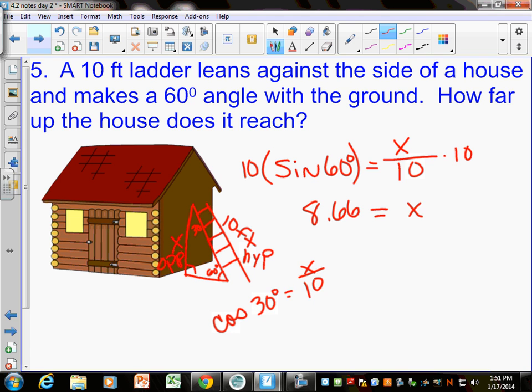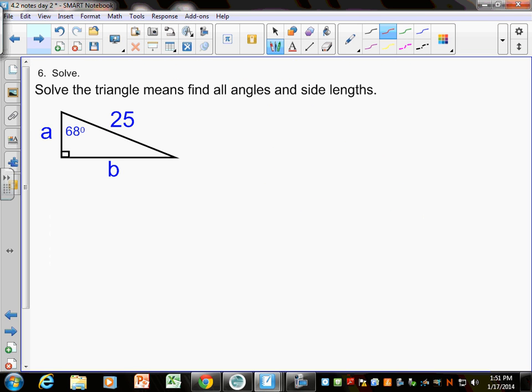All right, so one more thing. Sometimes it's going to make you solve a triangle. And solve a triangle means find all the sides and find all the angles. So step one on this, after you write it down, see if you can find the missing angle.